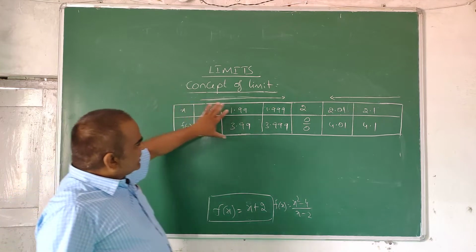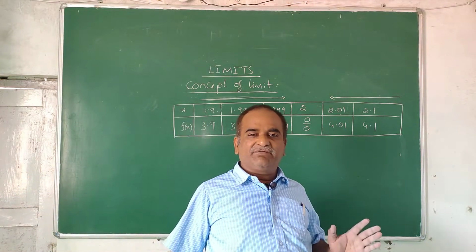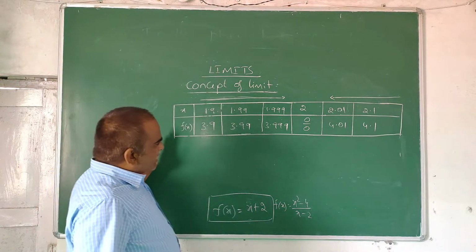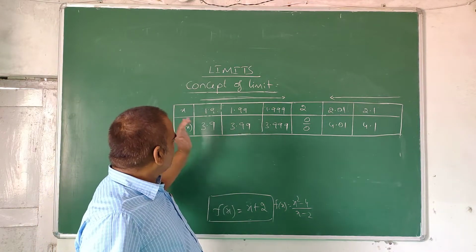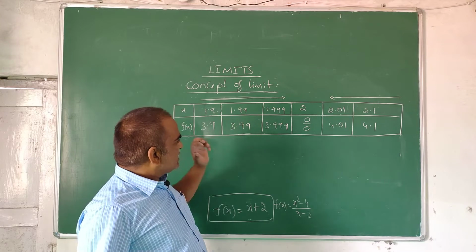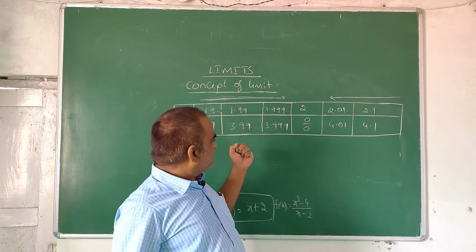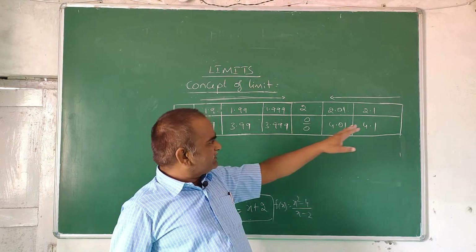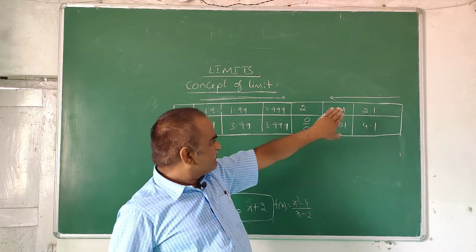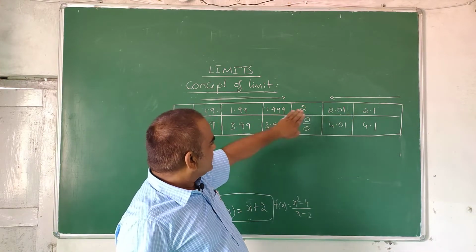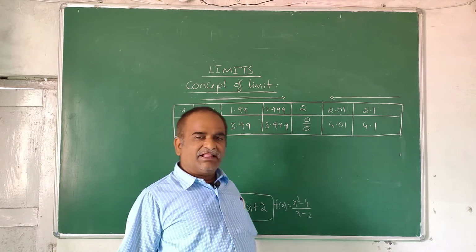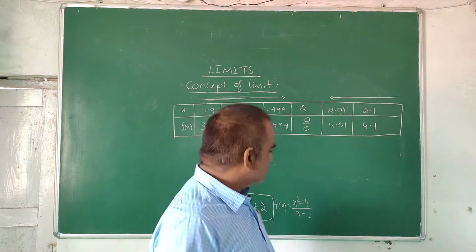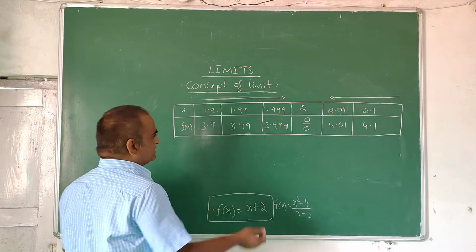So, here one point is very clear: when x is approaching 2 from the left side, f of x is closely coming to 4. When x is approaching 2 from the right side, you can see that our f of x is also closely coming to 4. So, how will you express this idea?